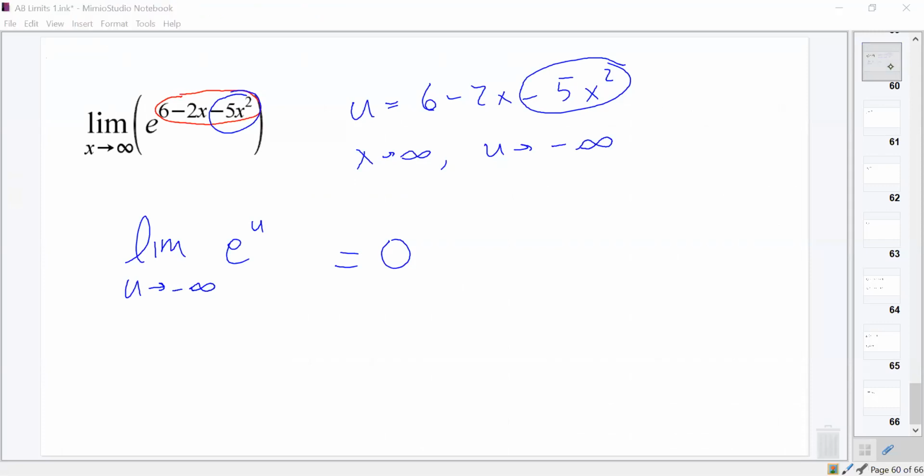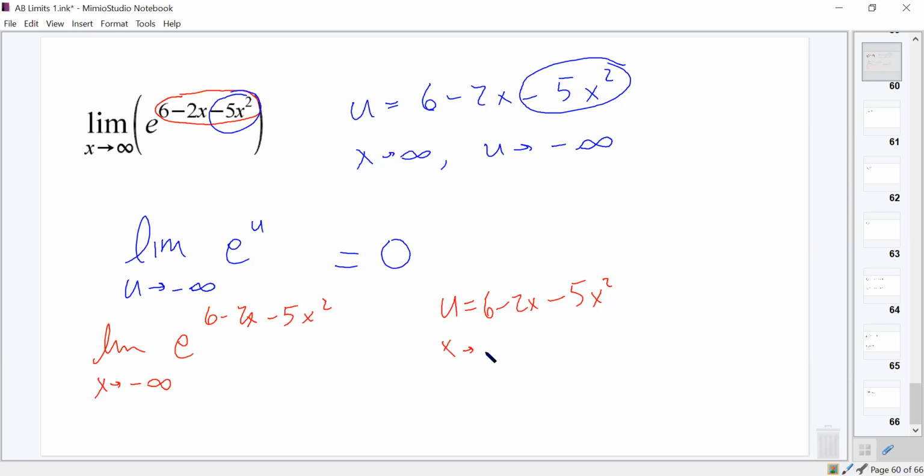What about, let's just for fun, do the limit as x approaches negative infinity of e to the 6 minus 2x minus 5x squared. We could do the same substitution, right? Let u equal 6 minus 2x minus 5x squared. And if we do that, as x approaches negative infinity, what is u approaching? Positive infinity. Are you sure? Take your negative infinity and square it, what do you get?